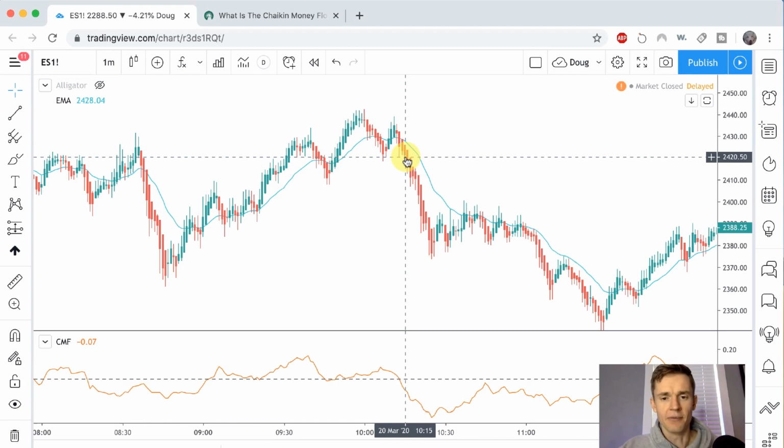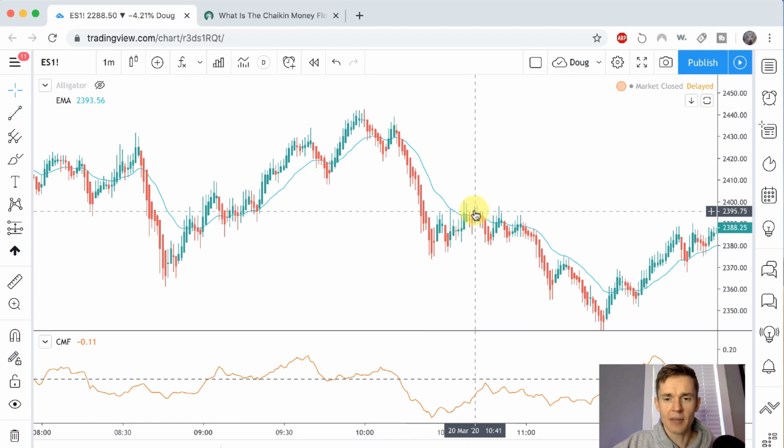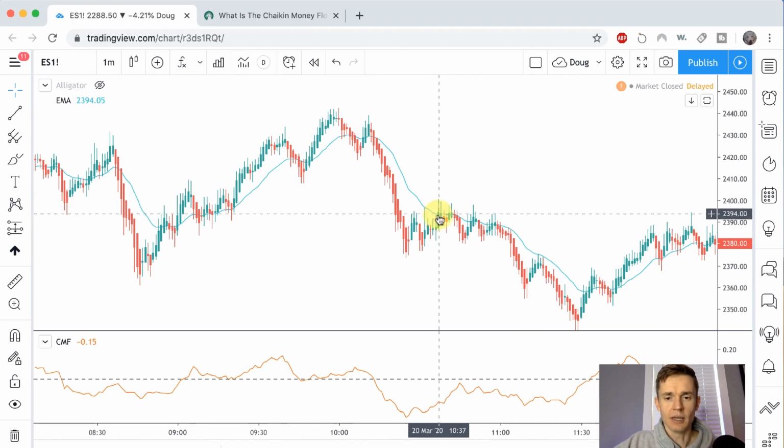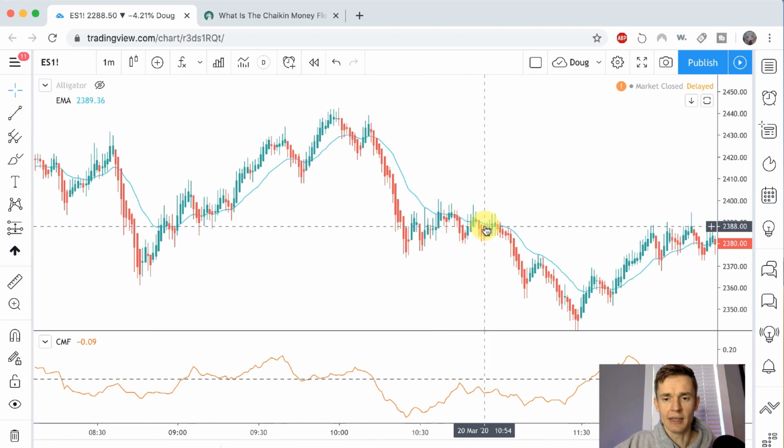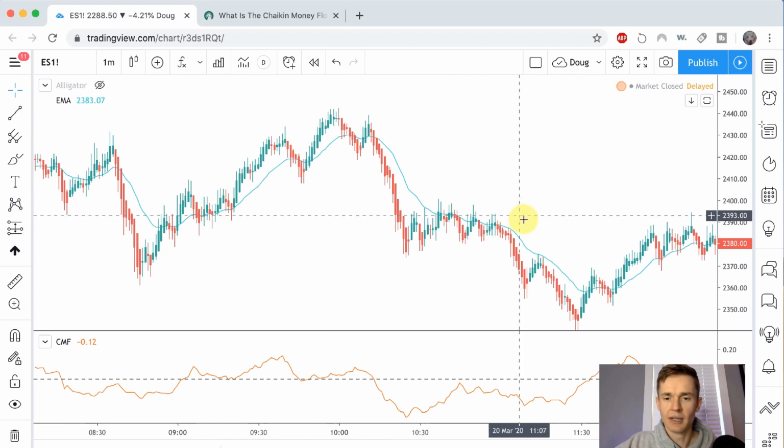So let's follow this down. It comes back and we start hanging up in the EMA right here. And what do you know? The money flow is negative. So you could have taken maybe that there, you could have taken it there, you could have taken it there, multiple places you could have got in. You never would have been in danger at any point in time, and you catch a fat move.